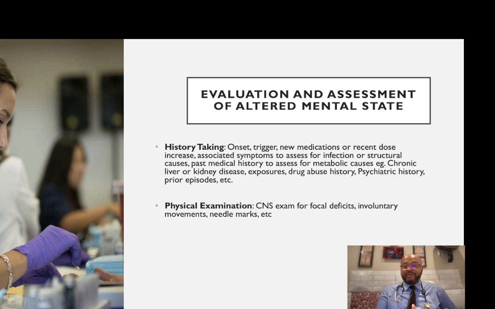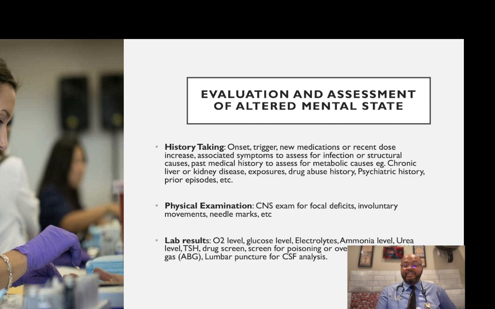In your physical examination, of course, after your general examination, you have to do your CNS exam, looking for focal deficits, involuntary movements, needle marks in cases of drug abuse history. You can further evaluate the patient with your lab results. One of the earliest things the ER physician will do will be checking the glucose level. You want to check the vital signs, the oxygen level. Again, giving priority to your ABCs, making sure they are stable. Look at your electrolytes, the ammonia level, the urea level, the TSH, the drug screen for poisoning or overdose, arterial blood gas in cases of hypercapnia.